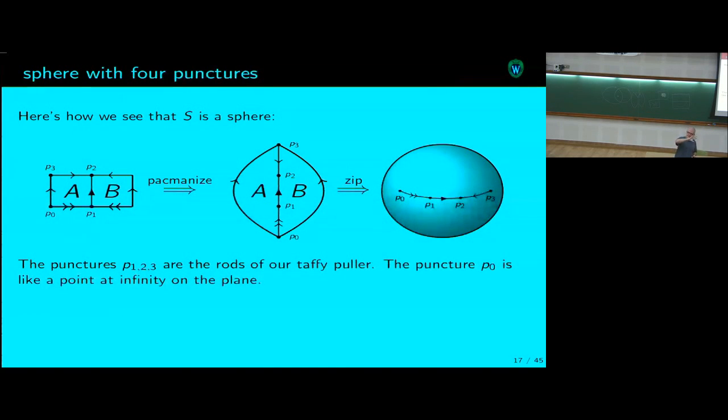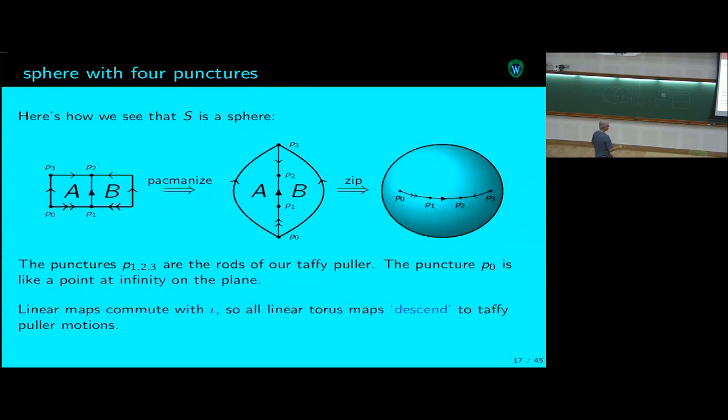I can take the action on the torus and map it to some orbits on the sphere and come back up. Now again, the sphere is basically the plane to me, right? Because I can take that 4th point and just unfold it, or think of an infinitely big sphere if you want, and keep your 3 rods here. But it's really an exact identification. Okay? So linear maps commute with this iota. So all those linear torus maps descend to taffy puller motions.